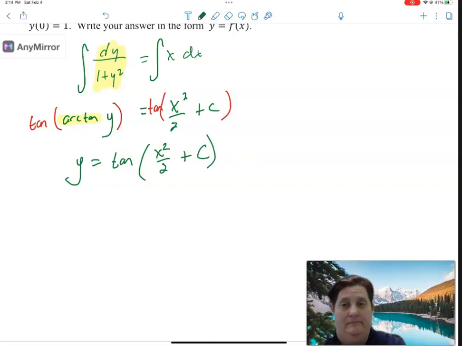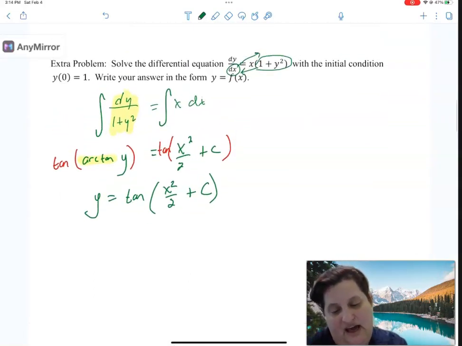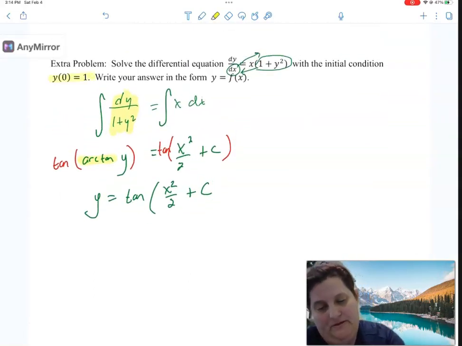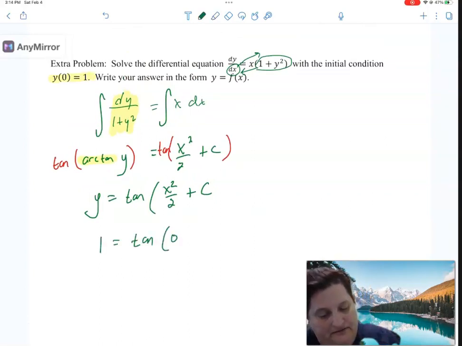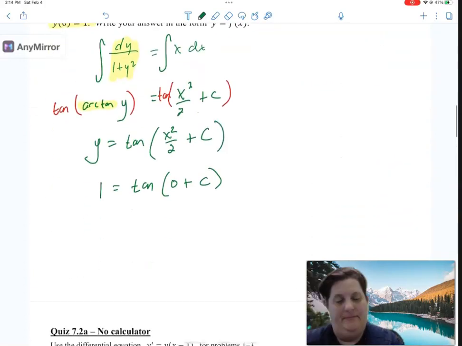All right? At this point, let's go ahead and plug this in. 0, 1. So I want 1 to equal the tangent of 0 plus something. All right?